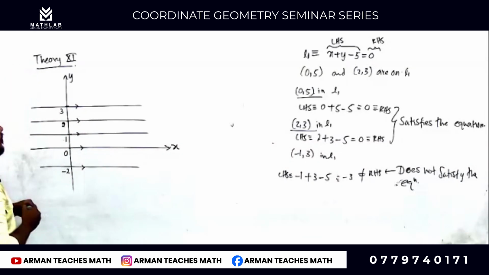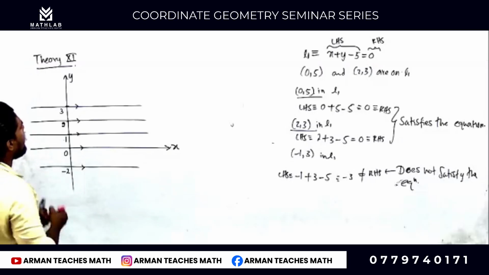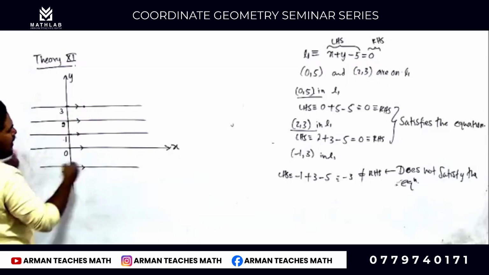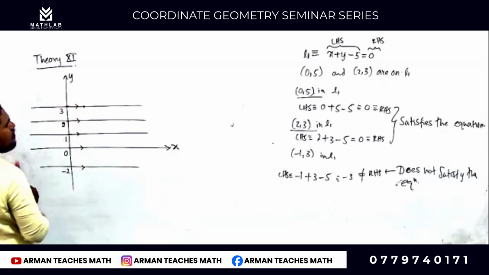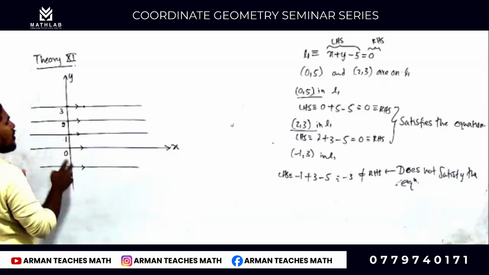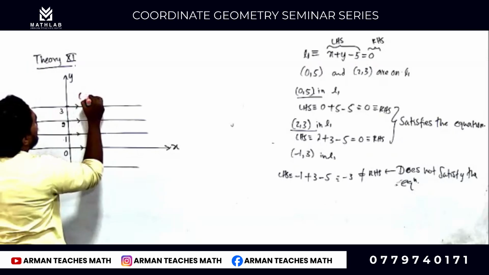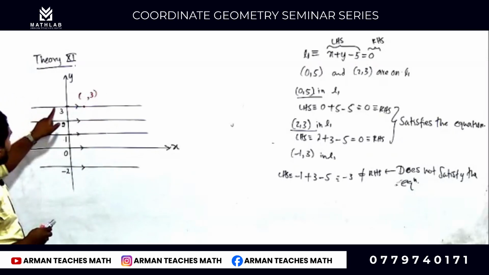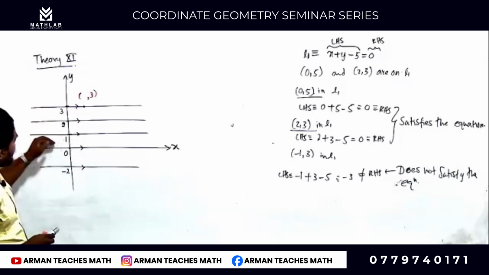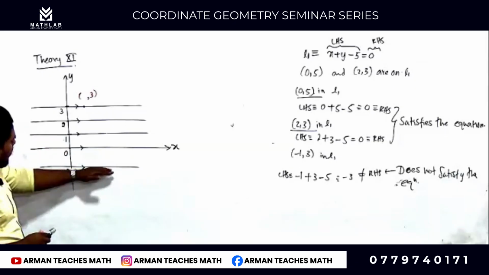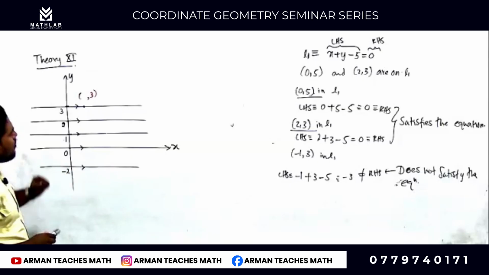So how about the coordinates of the points here? If I take a point here, it can have any x coordinate. How about the y coordinate? Whatever the x coordinate is, the y coordinate is 3, no? Any point here corresponds to y coordinate 3. Any point here corresponds to y coordinate 2. Any point here corresponds to y coordinate 1. Any point here corresponds to y coordinate 0. Any point on this one corresponds to y coordinate minus 2.